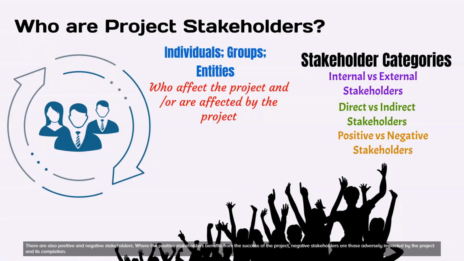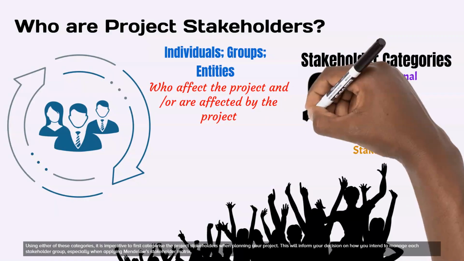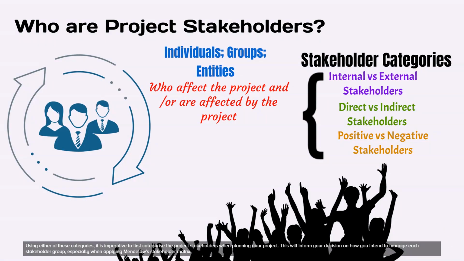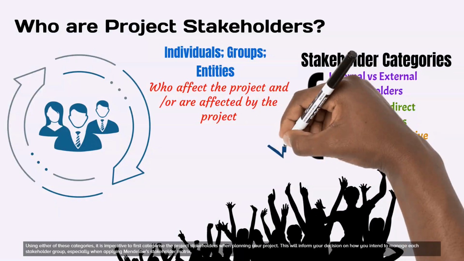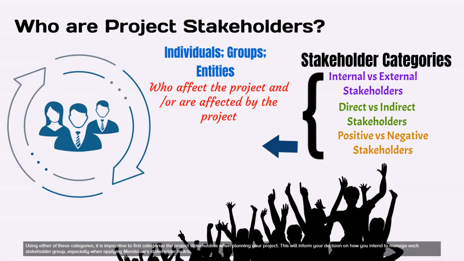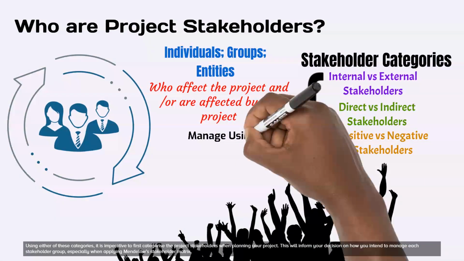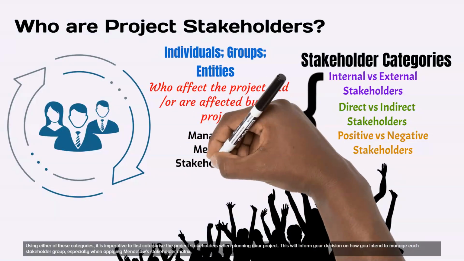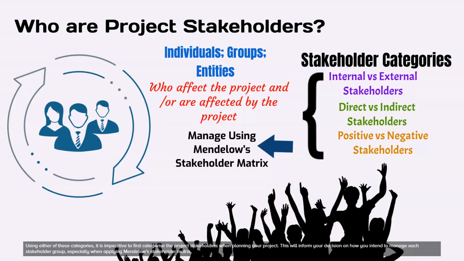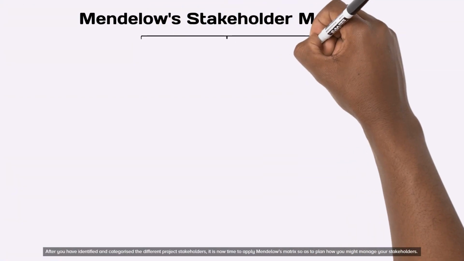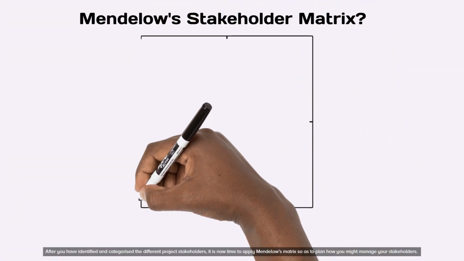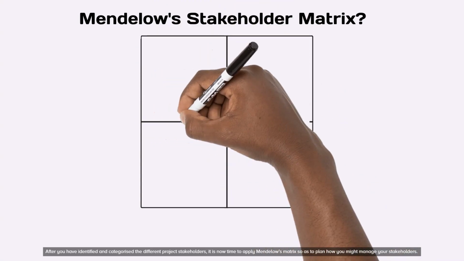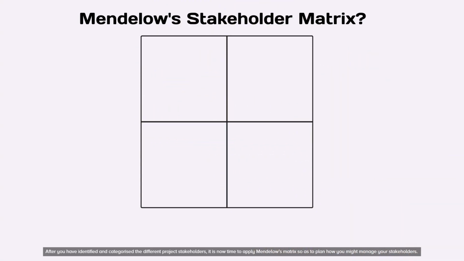Using either of these categories, it is imperative to first categorize the project stakeholders when planning your project. This will inform your decision on how you intend to manage each stakeholder group, especially when applying Mendelow's Stakeholder Matrix. After you have identified and categorized the different project stakeholders, it is now time to apply Mendelow's Matrix so as to plan how you might manage your stakeholders.